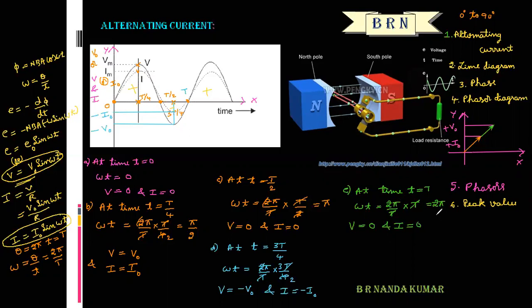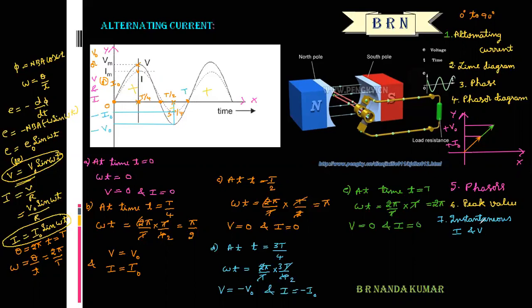And the next term, that is instantaneous current and instantaneous alternating voltage. Instantaneous current and voltage. Instantaneous current means alternating current at any instant of time. So this is a mathematical expression for instantaneous current. I naught is the peak value of current.